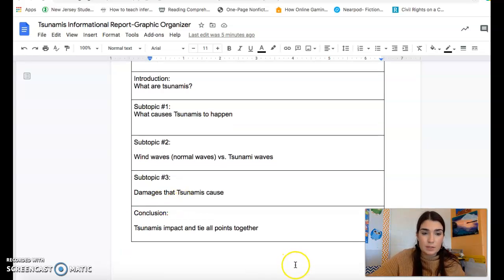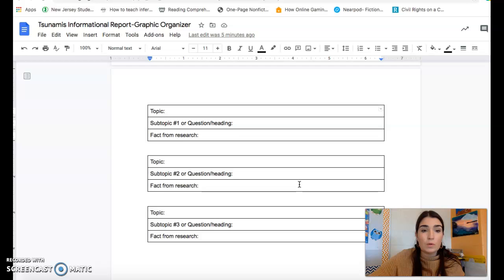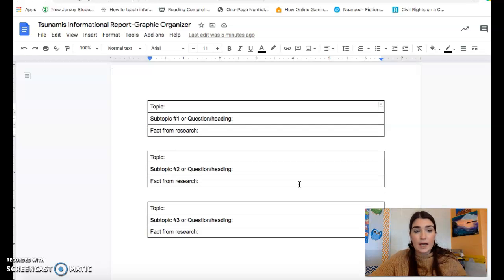In my conclusion, I'm going to talk about how tsunamis can impact the landform, and I'm going to tie around all of these parts. So today what we're going to be working on is looking through our research and organizing it so that we can easily access it to start typing.